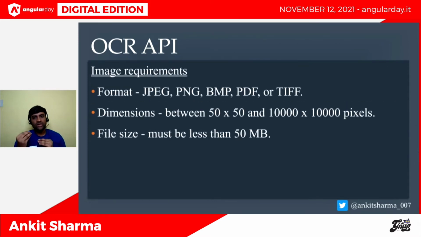So Microsoft has specified some of the image requirements which can be used with the OCR API. The format of the image allowed is JPEG, PNG, BMP, PDF, or TIFF only. We cannot use an image of any other type. The dimension of the image should be between 50 by 50 to 10,000 by 10,000 pixels, and the file size must be less than 50 megabytes.